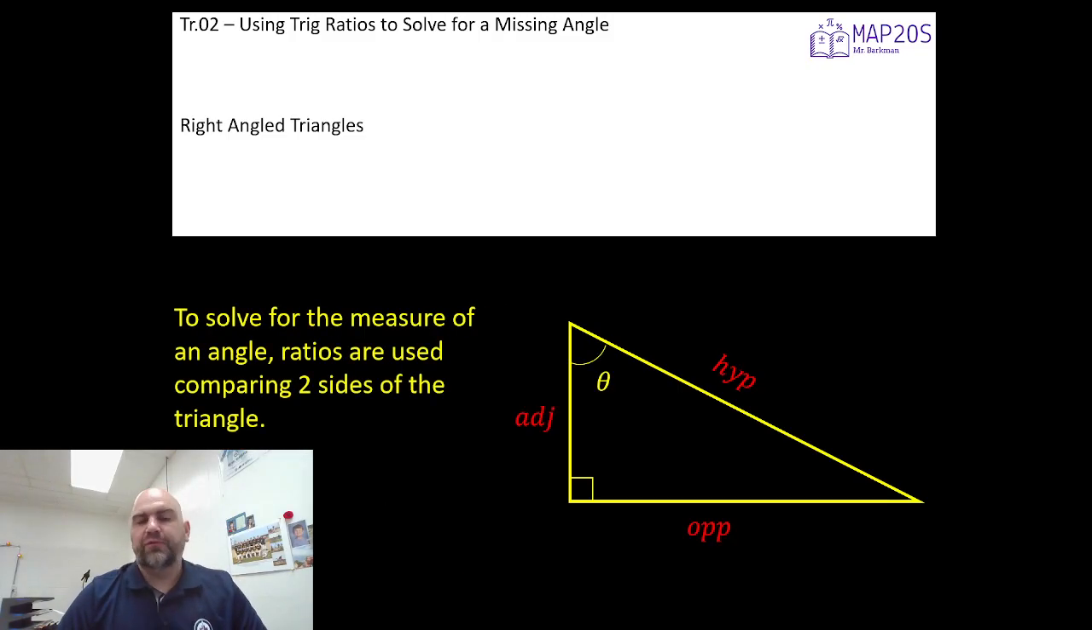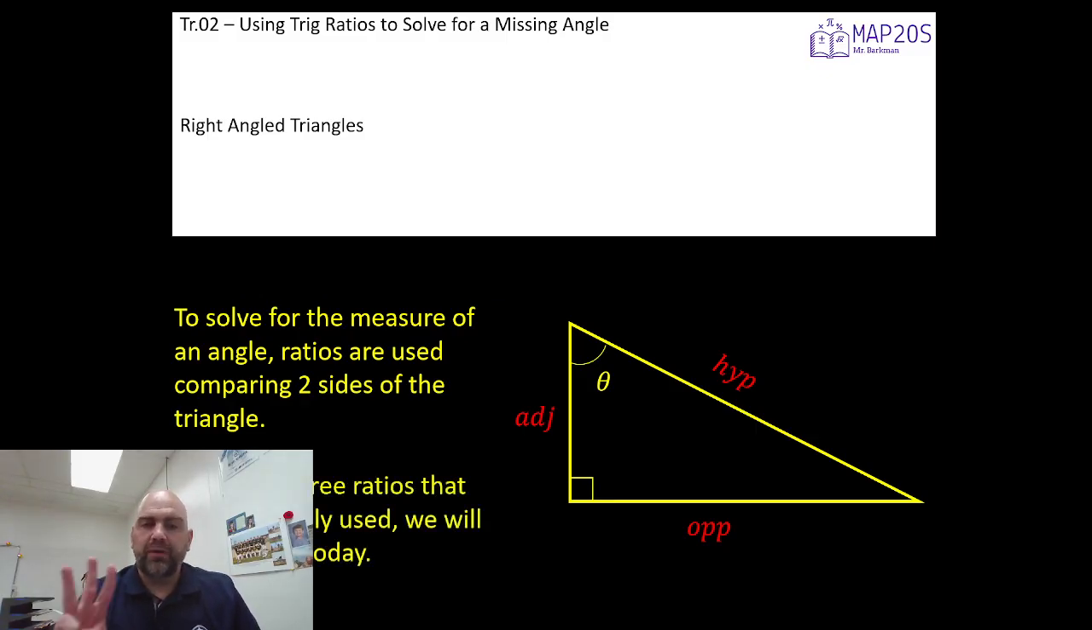How we're going to solve for this angle measure. Now, in the past, you may have used a protractor. You'll put it up there and figure out, oh, it's exactly 62 degrees. We're not going to do that in this case because we want to be able to solve it using the data that we are given. The data we are given is going to be 2 of our sides. 2 out of the 3 sides will be given, and based on that, we can then figure out the missing angle. So, to solve for the measure of an angle, ratios are used to compare 2 of the sides of our triangle. So you need to know 2 of the sides in order to figure out the angle.